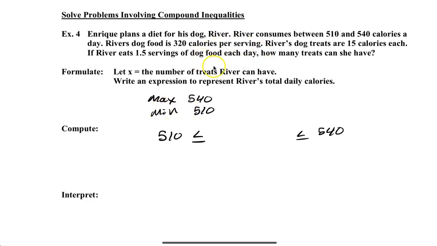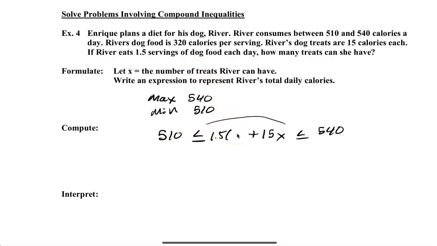Now, we have to make an equation with this middle part here. This is going to be our calorie intake in the middle. 320 calories per serving, but they do have 1.5 servings per day. So it has to be 1.5 times 320 plus our dog treats. And dog treats are 15 calories each. Remember, we're trying to figure out how many dog treats we could give her, so it's going to be plus 15x. The lowest you can have is 510. This should be 320, sorry about that. They have 320 times 1.5 each day, and we're trying to figure out how many dog treats, which are 15 each. So we set this equation.